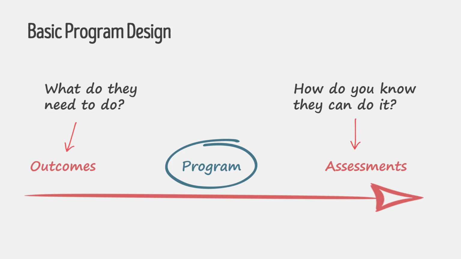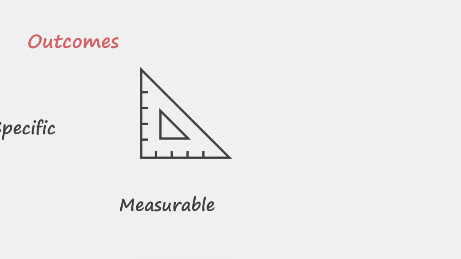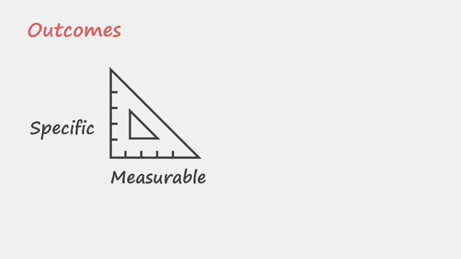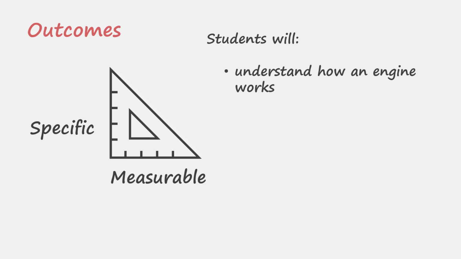So now let's look at how we can start writing our outcomes. Outcomes need to be specific and they need to be measurable. So you don't want to write broad goals with no way to measure them. Let's look at a few examples of outcomes. For good or for bad, you can determine, we'll talk through them. Here's the first one. Students will understand how an engine works. Is this good or bad?